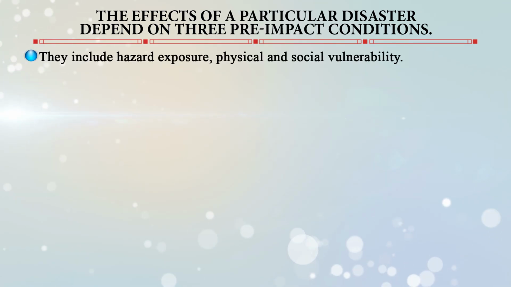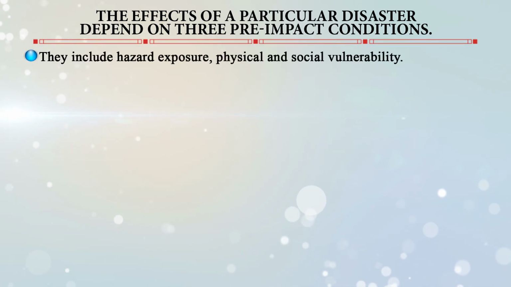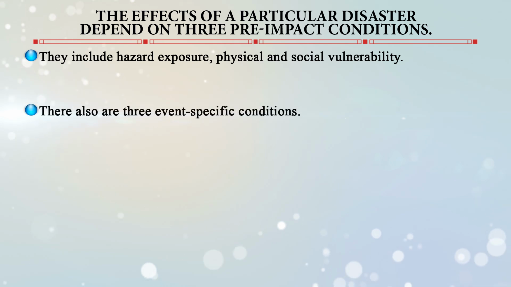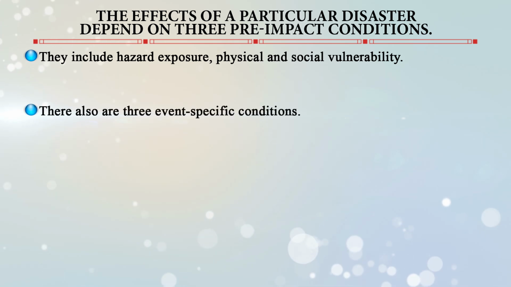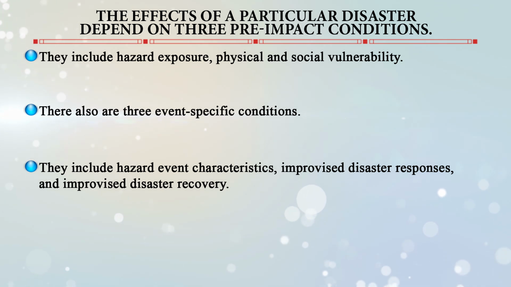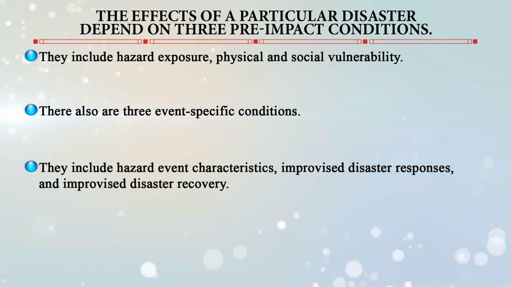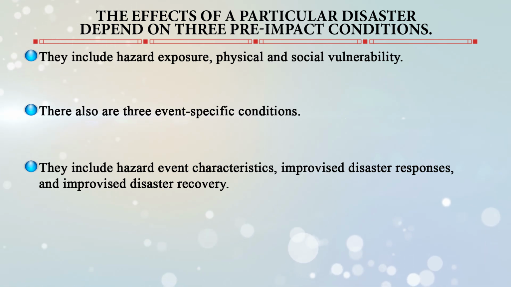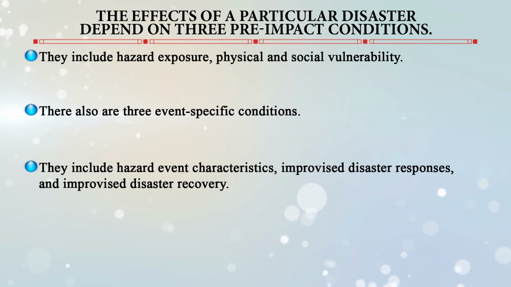The effects of a particular disaster depend on 3 pre-impact conditions. Let us now see what they are. They include hazard exposure, and physical and social vulnerability. There are also 3 event-specific conditions. They include the hazard event characteristics, improvised disaster responses and improvised disaster recovery.